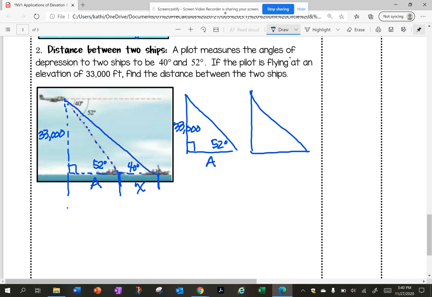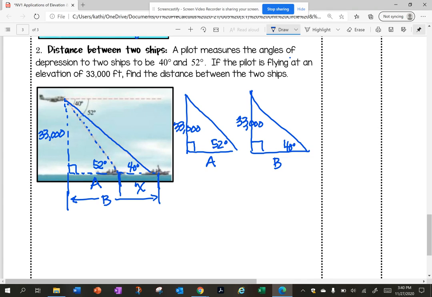Then I have a second triangle here, and I'm going to call the distance from here to here the total, B. This is my 40 degree triangle. So this is 33,000 feet. Now I have a triangle that has three pieces of information: a 90 degree angle, a 52 degree angle, and 33,000 feet. When I have three pieces, I can apply trig. So I want to solve for side A. 52 degrees is my reference angle, so 33,000 is the opposite, and A is the adjacent side.